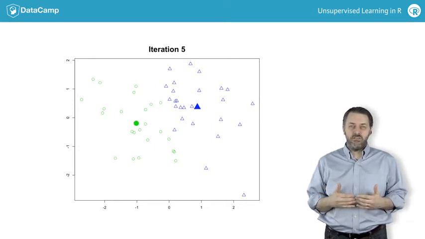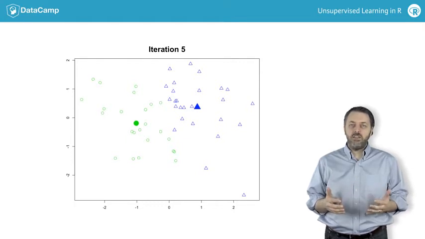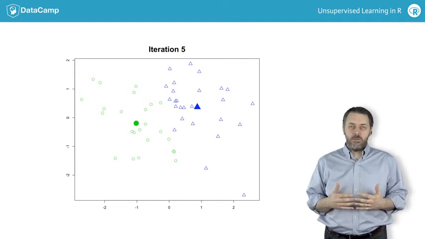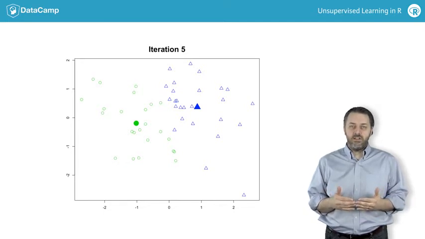No observations have changed assignment from the end of the fourth to the end of this iteration, so the kmeans algorithm stops. This final plot thus shows the cluster assignments for each observation and the cluster centers for each of the two clusters. There are other stopping criteria that you can specify for the kmeans algorithm, such as stopping after some number of iterations or if the cluster centers move less than some distance.